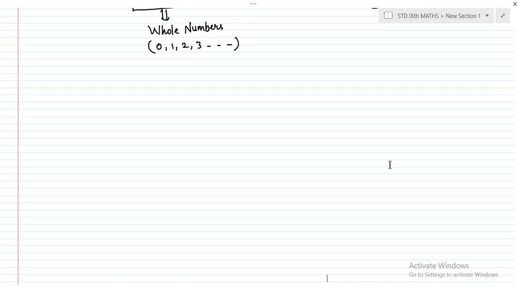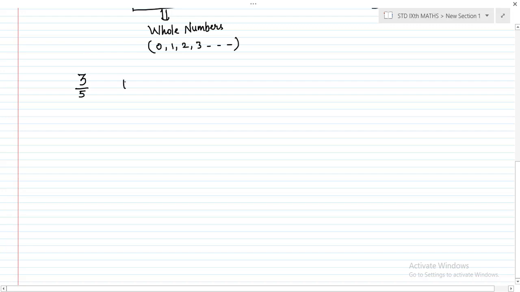Okay, so the first example is: which of the rational numbers 3 upon 5 and 5 upon 7 is greater? So in the example it's given 3 upon 5 and 5 upon 7, among these two fractions, which is greater? To find the greatest fraction, we take the LCM of the denominators.